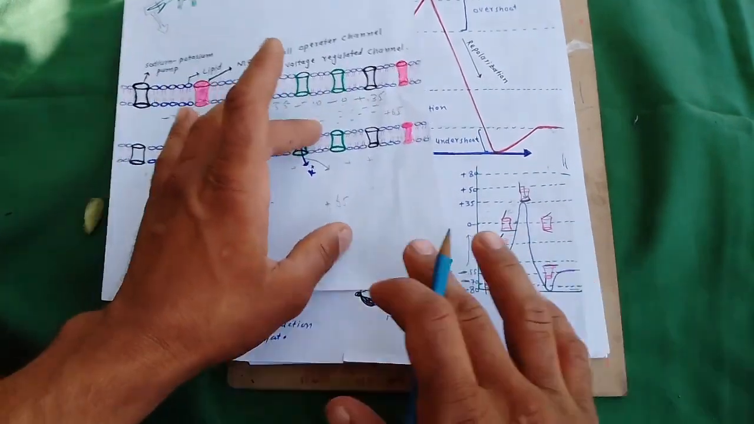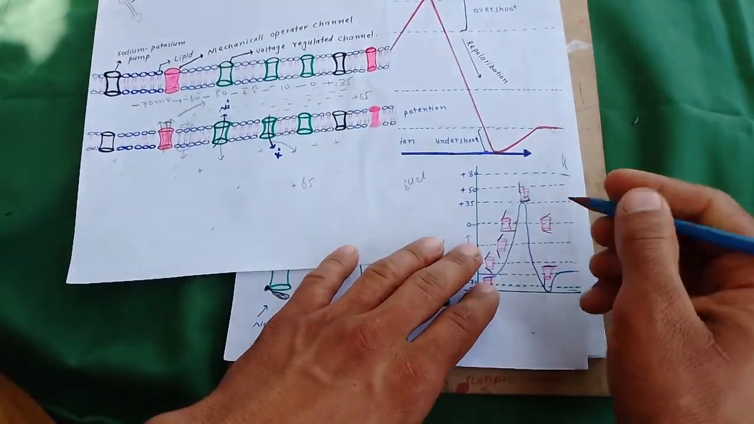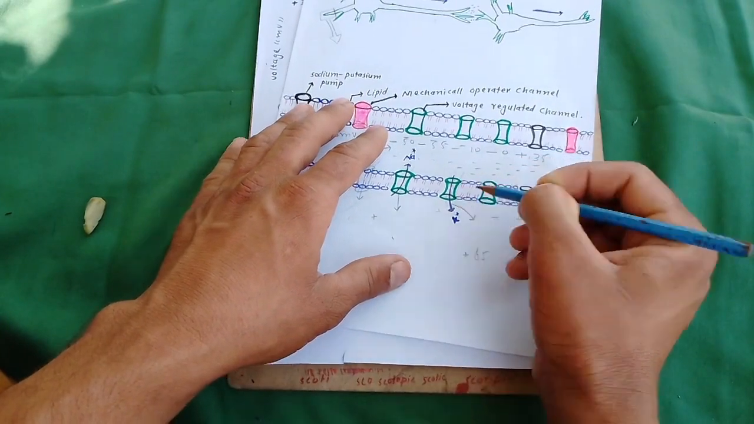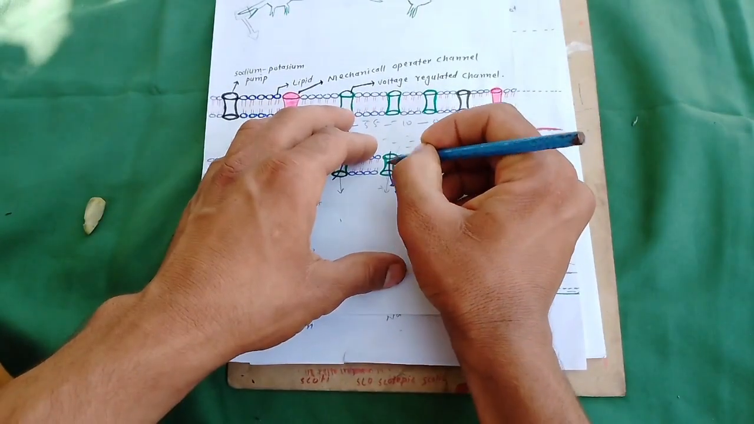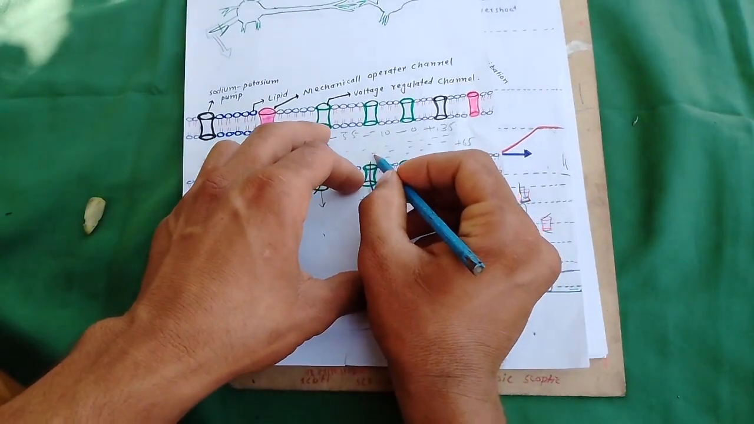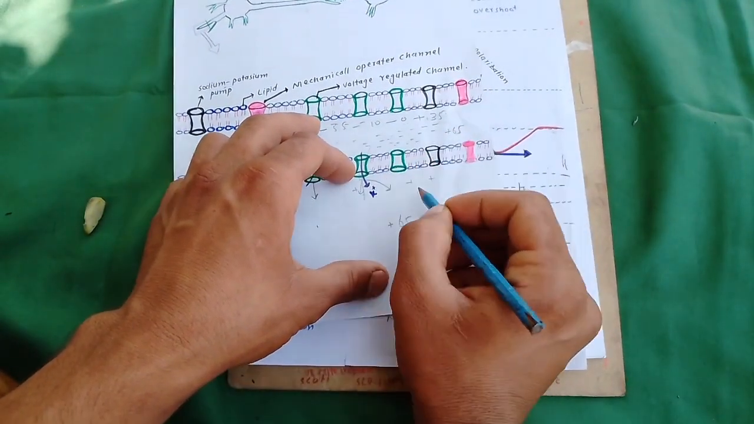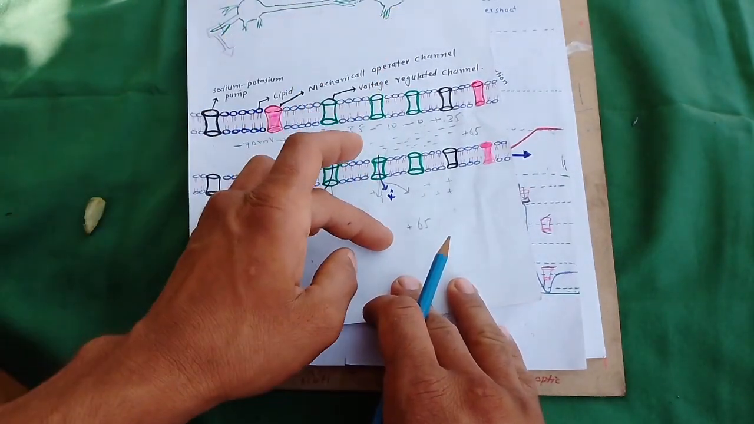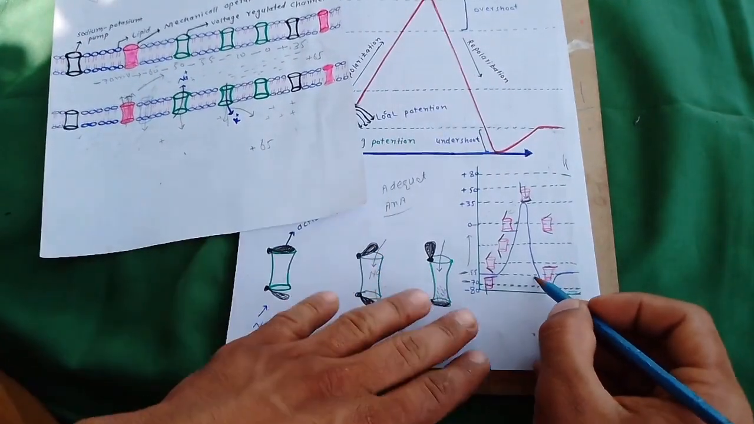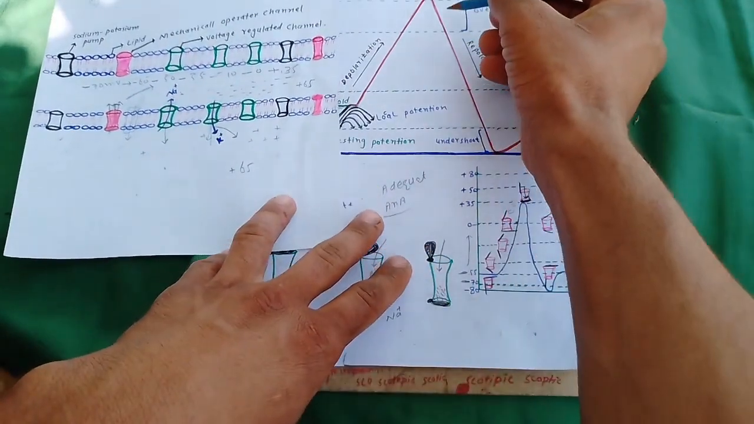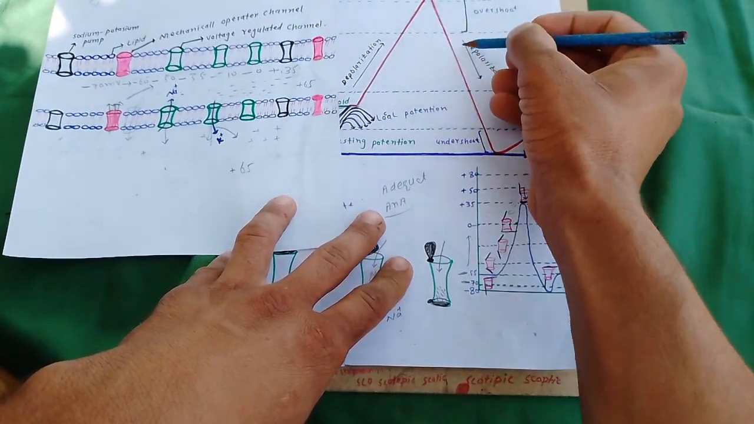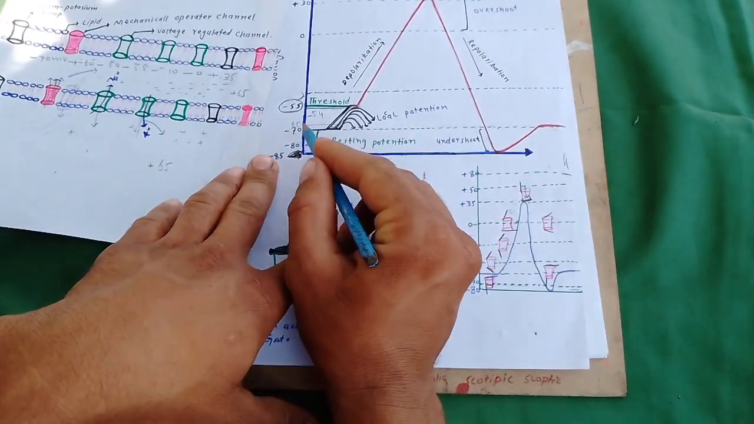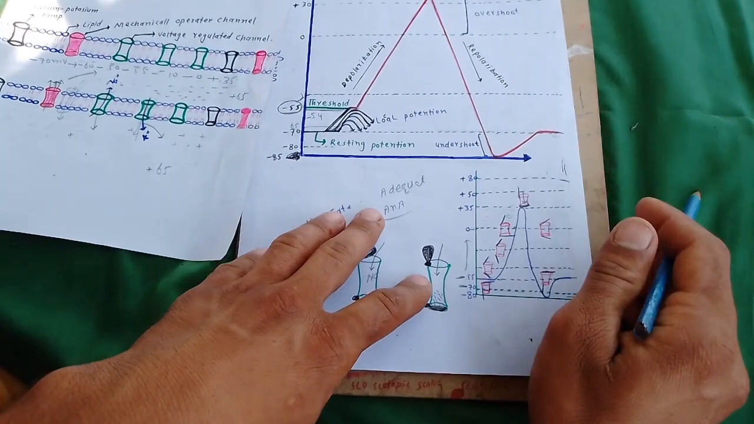After this, the potassium gate goes on opening, so more potassium goes outward. When more potassium goes outward, this area goes on becoming negative while this area goes on becoming positive. So this is the depolarization, this is the repolarization. When the potassium goes outward, the repolarization starts and reaches minus 70 millivolt.